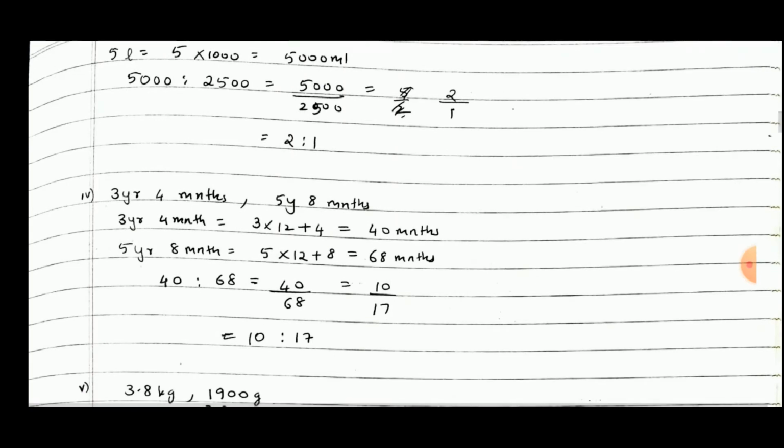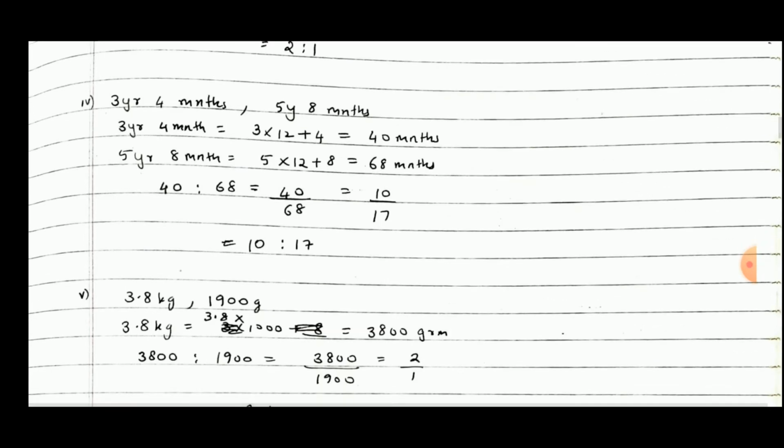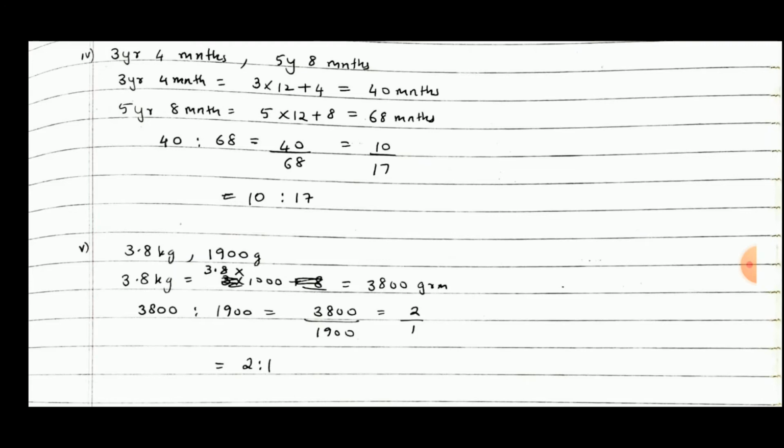Then 3 years and 4 months and 5 years and 8 months. 3 years, convert it into months. 3 into 12 plus 4, that is 36 plus 4, 40 months. And 5 years and 8 months means 5 into 12 plus 8, that is 5 twelves are 60 plus 8, that is 68 months. So 40 is to 68 will be equal to 40 upon 68, that is 10 upon 17. Then 3.8 kg and 1900 grams. Now 3.8 into 1000, that is 3800 grams, and then 3800 upon 1900, so that is 2 is to 1.